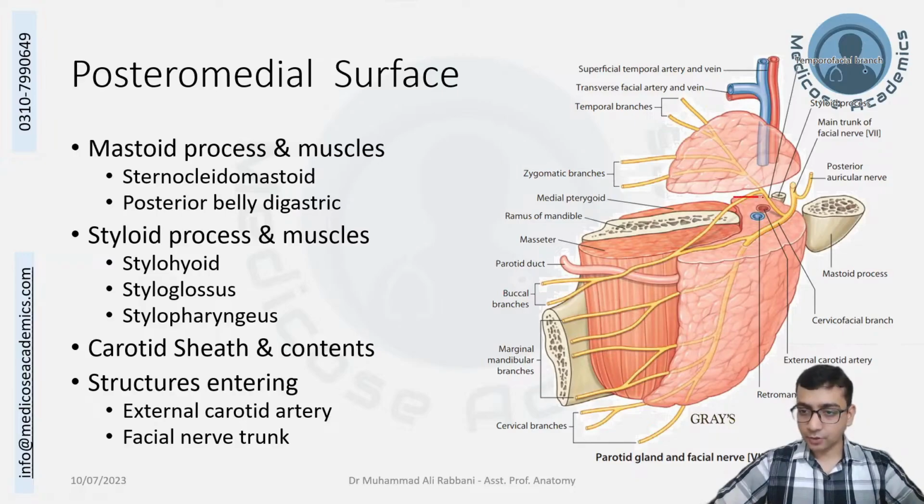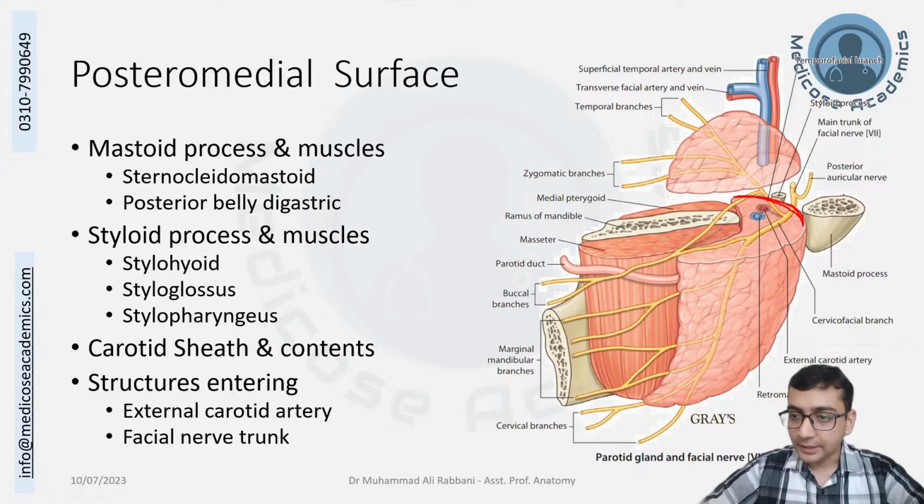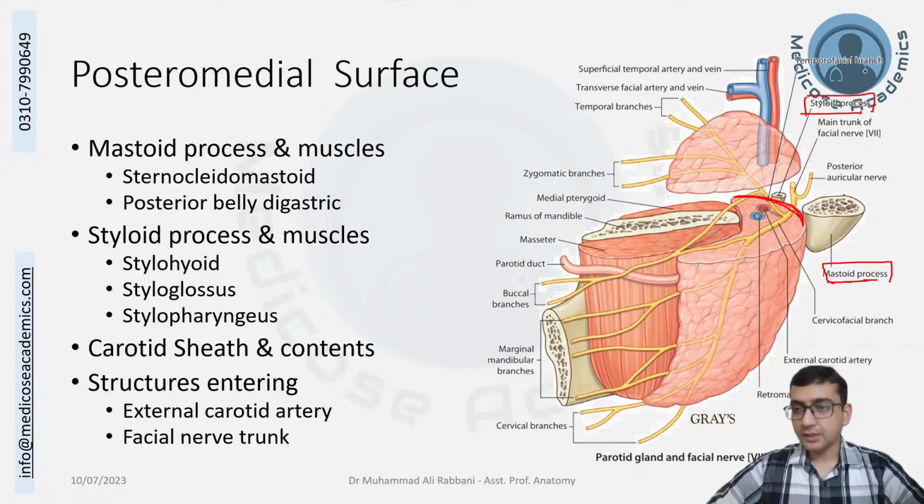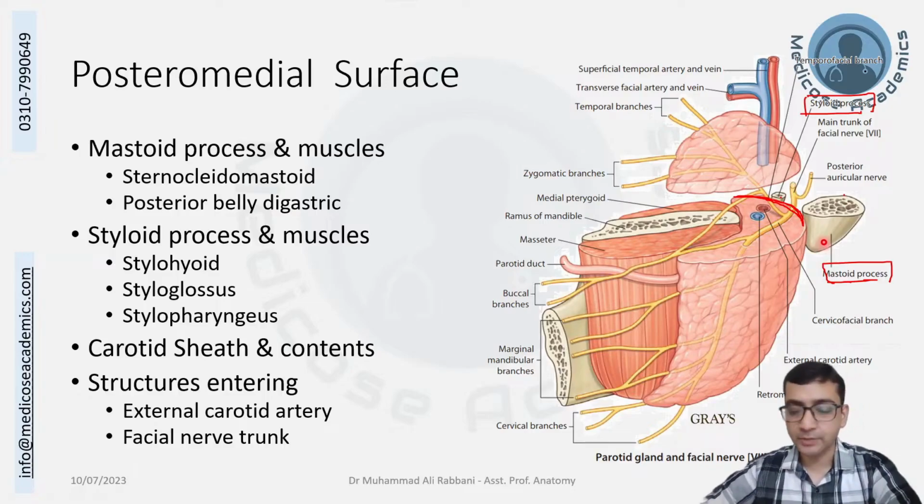Posteromedial surface, now we are talking about this. The easy way to remember is to remember the bones. Here is one bone, the mastoid process. Here is a second bone, the styloid process. So the easy way to remember is the mastoid process with the attached muscles and the styloid process with the attached muscles. The mastoid process gives attachment to two muscles. We studied them in the first lecture of the neck.